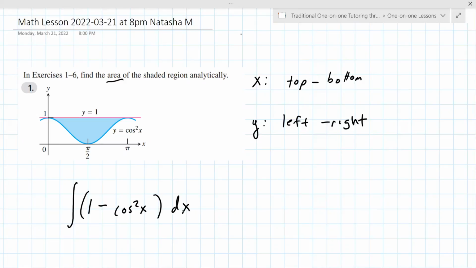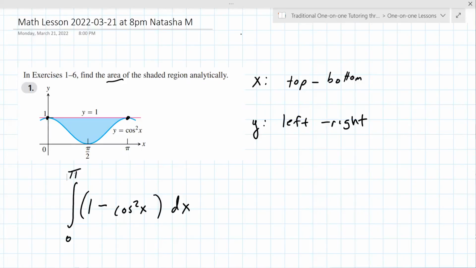And then from here, you need the bounds. You need the lower bound and the upper bound. They give it to you in this particular problem. You may be asked to actually set them equal and figure out that it's from 0 to pi.